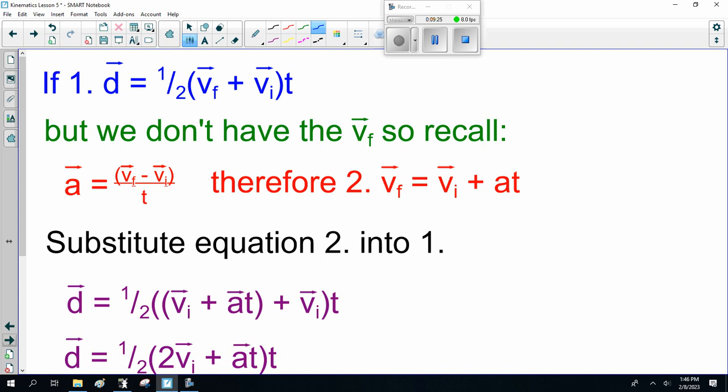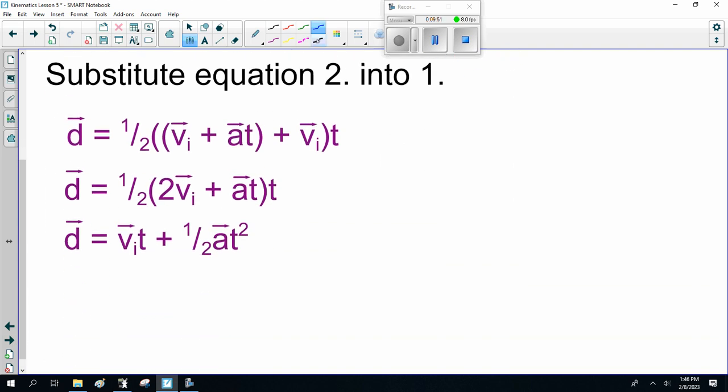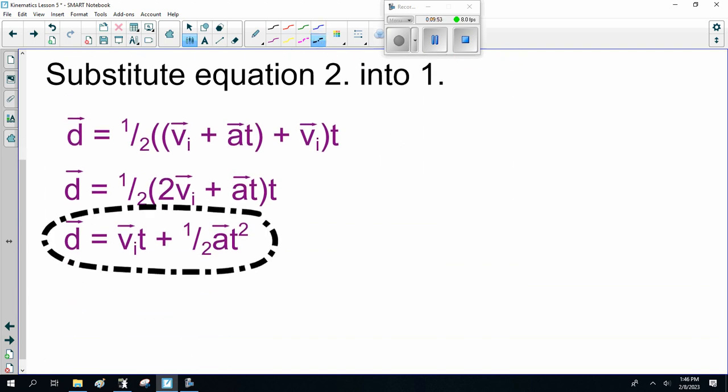Displacement is 1/2 (v final plus v initial) times t, but we don't have v final, so recall acceleration is v final minus v initial divided by t. Therefore, equation 2, v final equals v initial plus at. Substitute equation 2 into 1. Displacement is 1/2 [(v initial plus at) plus v initial] t. Multiplying that out, we get this equation. Displacement is v initial t plus 1/2 at squared.